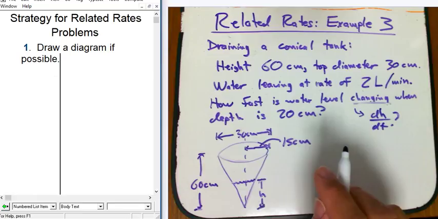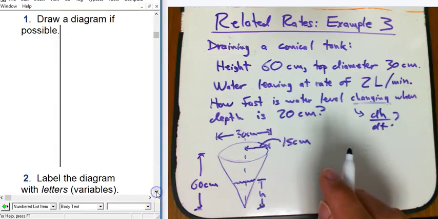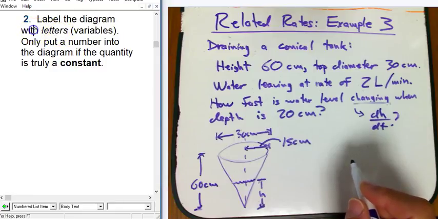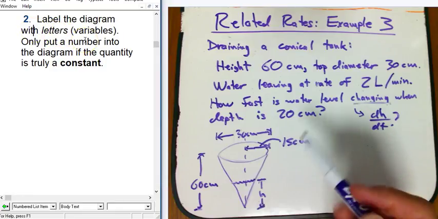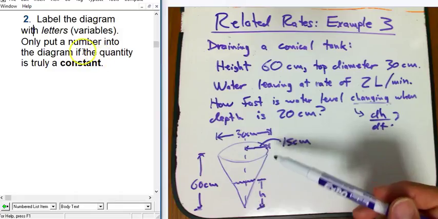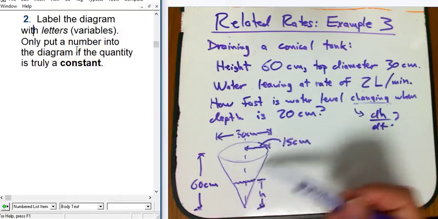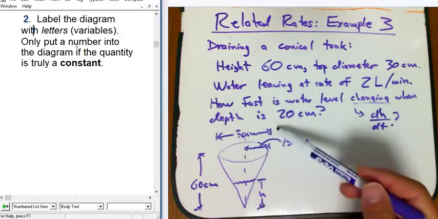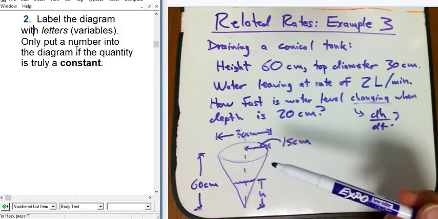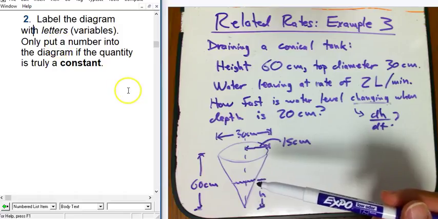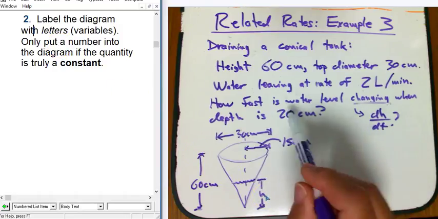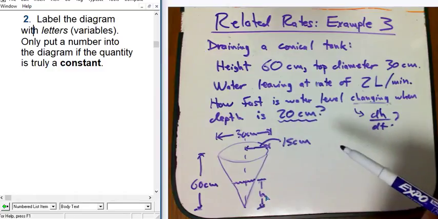Okay, so in fact, we're getting to the next steps of the process. We've labeled the diagram, and this is the key thing. I want to label it with letters. And you can put numbers into it if you think it's constant. So this tank isn't actually changing shape, the metal or whatever it's made of. That's just 60, that's just 30, that's just 15. That's okay to put in as fixed constant numbers. But this one really has to be a variable at this point. And only later will we come back and put in the 20.